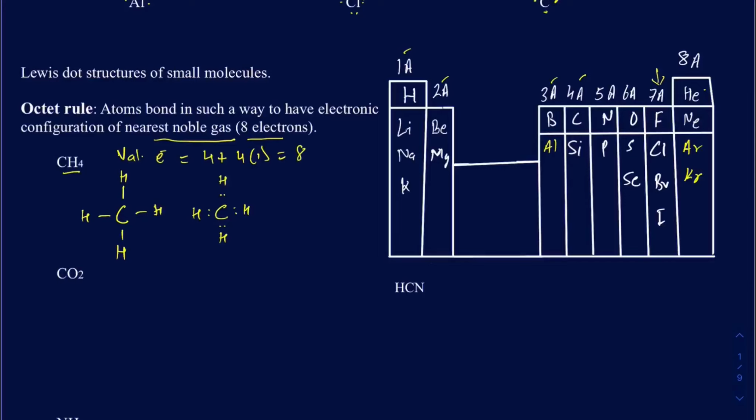So carbon does have 4 bonds around it, so that means it's going to have 8 electrons total, because all those electrons are being shared between the carbon and hydrogen. And hydrogen in each case is going to have 2 electrons, which is completely okay because the closest noble gas to hydrogen is helium, which only needs 2 electrons to complete the octet.